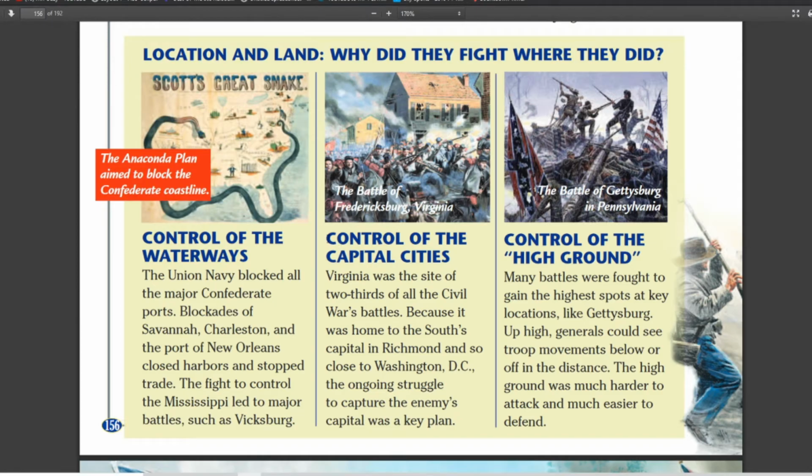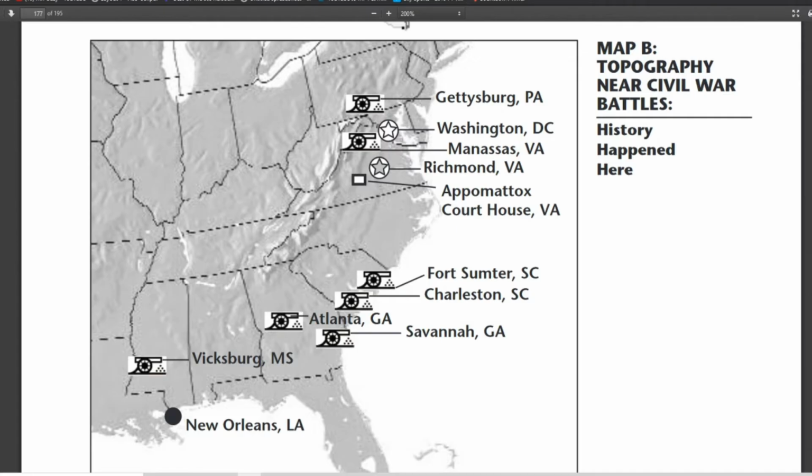Another strategy that they used was control of the capital cities. The capital cities are Washington, D.C., right here between Virginia and Maryland, and Richmond, which is right here in almost the middle of Virginia. Now, capturing the capital city is not a game winner all the time. I would imagine that if the Confederacy captured Washington, D.C., then they would have won.